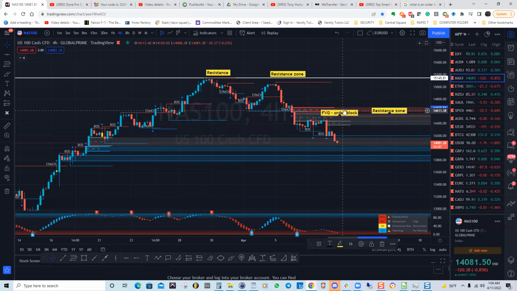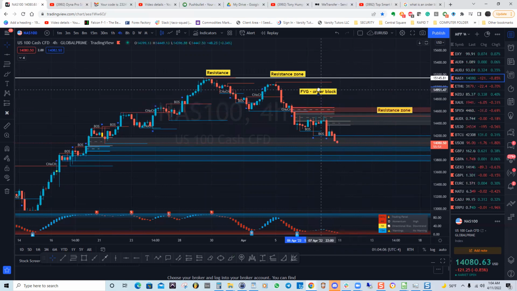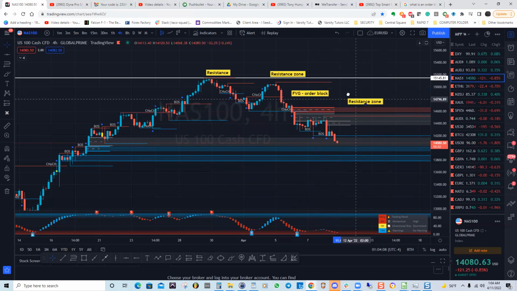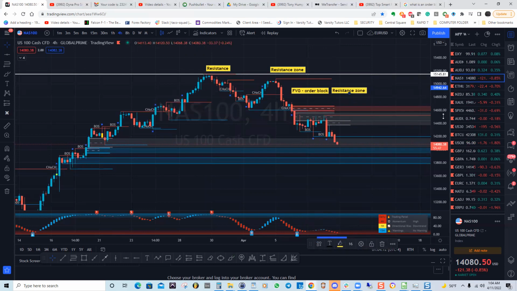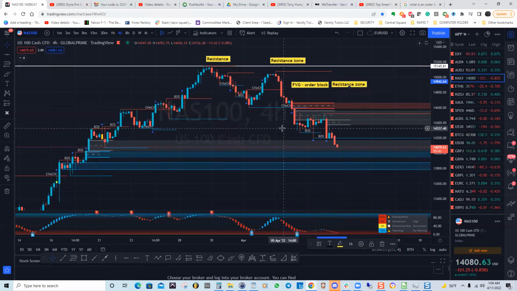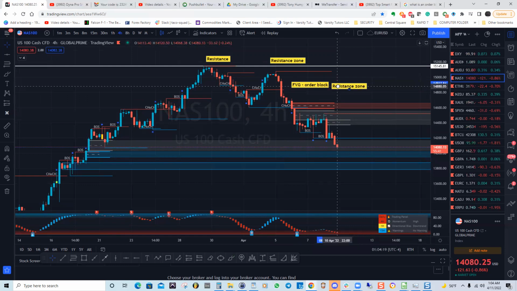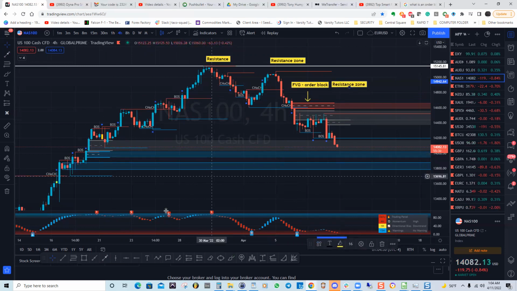So this is a nice little resistance zone right here. This is an order block right here. This little red zone here is an order block, or also known as a fair value gap. So I'm going to denote that with my little arrow here. It's a soft resistance zone right there, right?